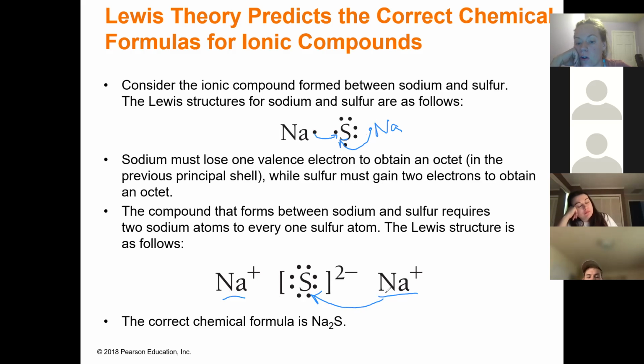That allows each sodium to have an octet from the previous shell, and the sulfur has its octet by now filling its current shell. Again, doesn't that seem like a lot of work when we can go Na has a plus charge, sulfur has a 2- charge, flip-flop, we get Na2S. You know, they have similar predictability power, and I just feel like this is a lot faster.